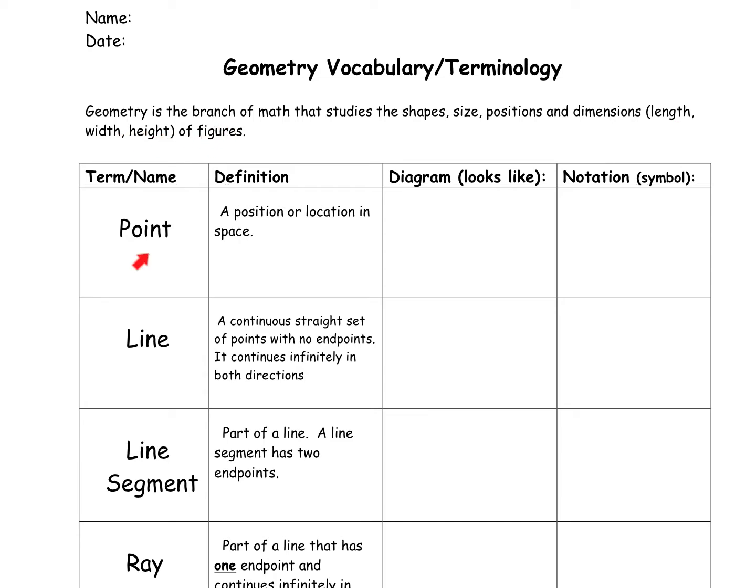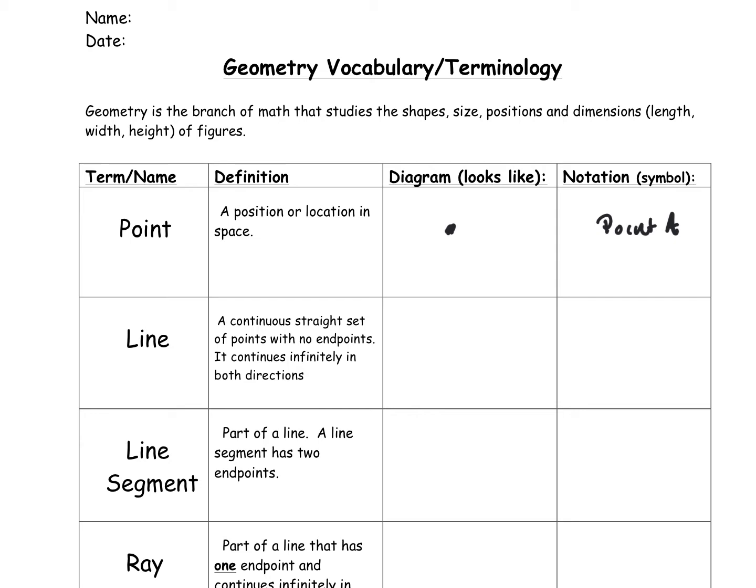So we're going to start with the first term, which is a point. And a point is a position or location in space. And we often represent a point with exactly what it sounds like. So it would look like a point. And our notation is we usually just say point and then we name it A, usually an alphabet letter or capital alphabet letter.